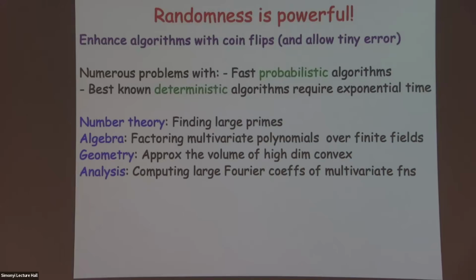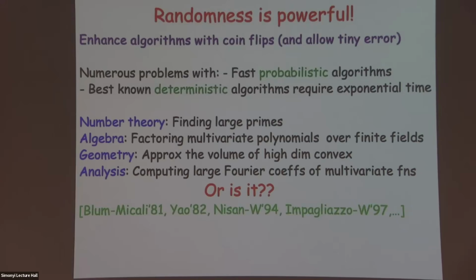There are many examples, and I mentioned here just some examples which occur in mathematical problems, in number theory, algebra, geometry, analysis. I will not read them. And there are many, many more. And the question is, is randomness so powerful? So it was an evolution of several decades, starting with works in cryptography, specifically Blum, Micali in the 80s. And today we understand that actually randomness is probably very weak for algorithms.